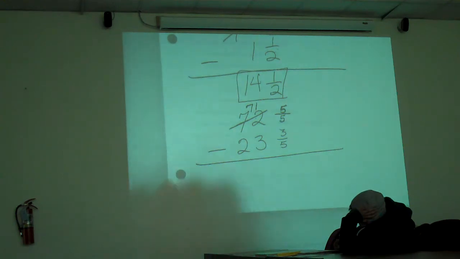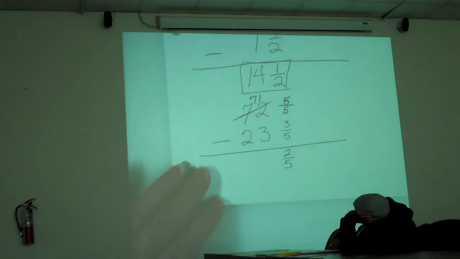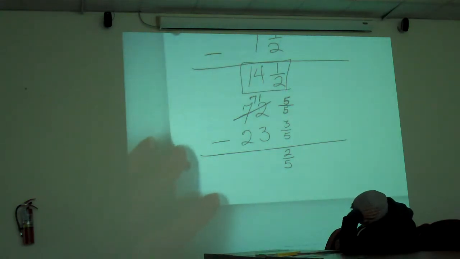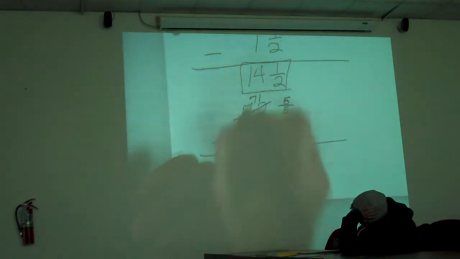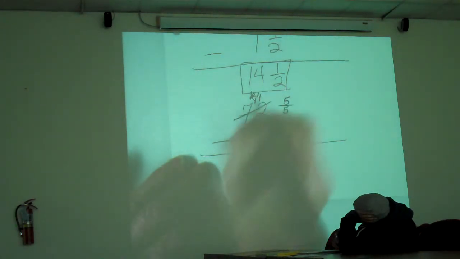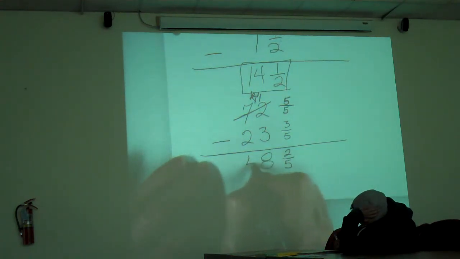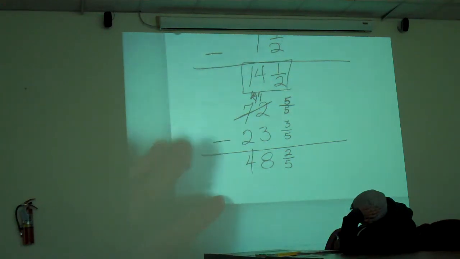So 5/5 minus 3/5 is 2/5. Then we have 71 minus 23. Well, we have to borrow. That one we borrow the normal way that we do. 11 minus 3 is 8, and then 6 minus 2 is 4. So 48 and 2/5.